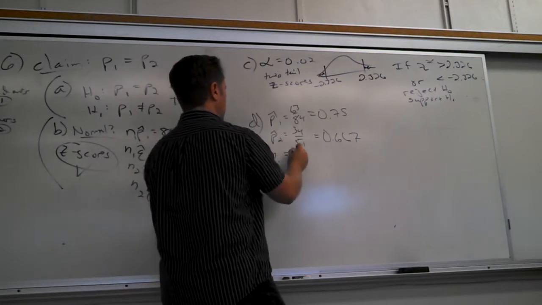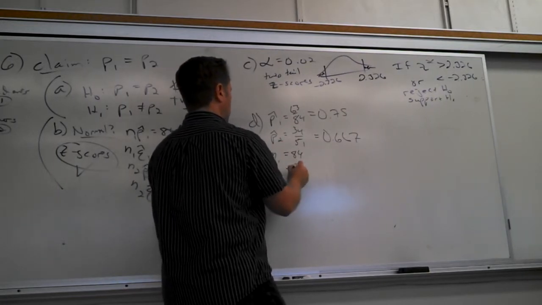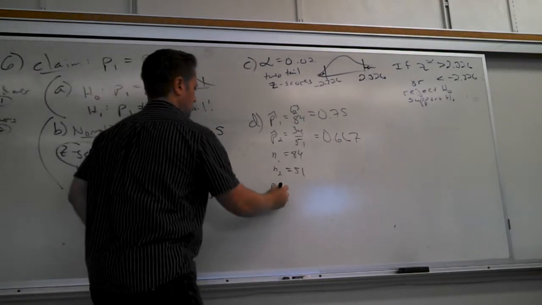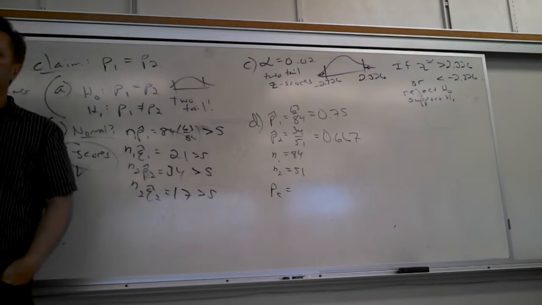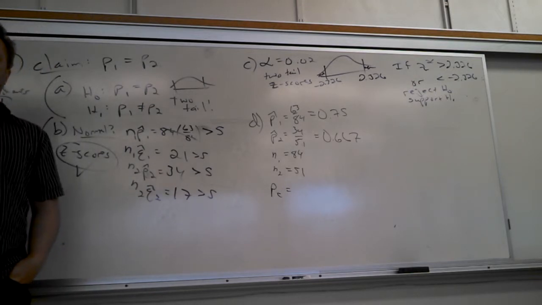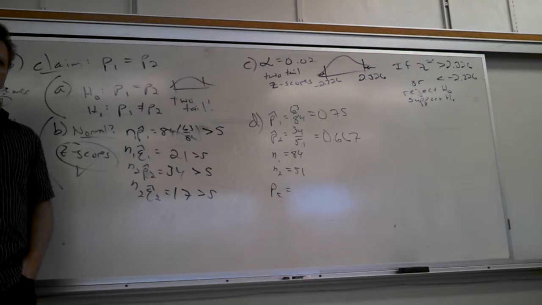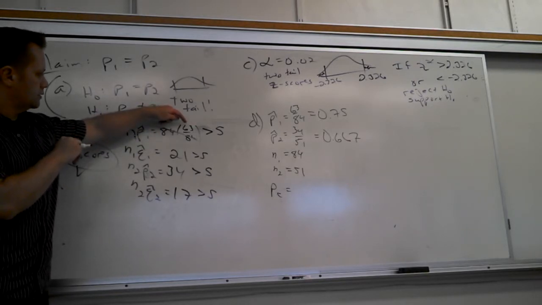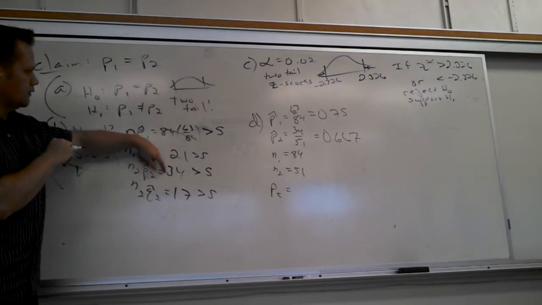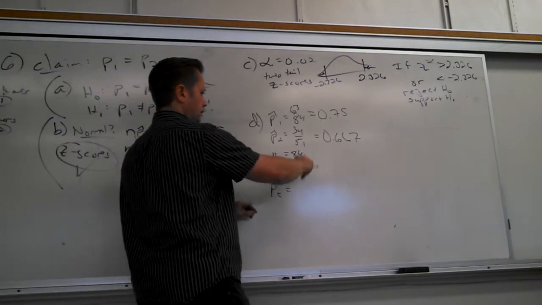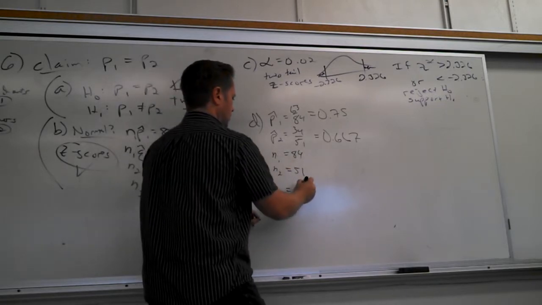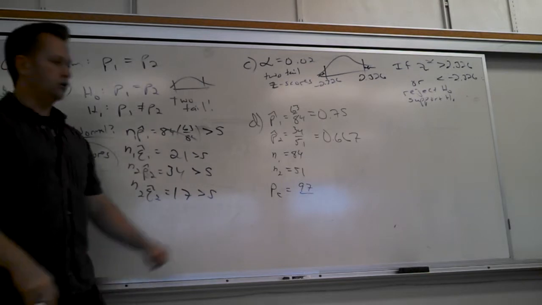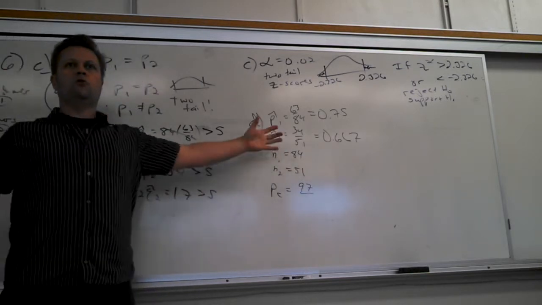So N1 is 84, N2 is 51. Is that cool? What's PC? PC is X1 plus X2. You take all the successes, so 97 divided by everybody. There's 97 successes, right? And how many total people are there? 135 people. So you look at one big group of people.